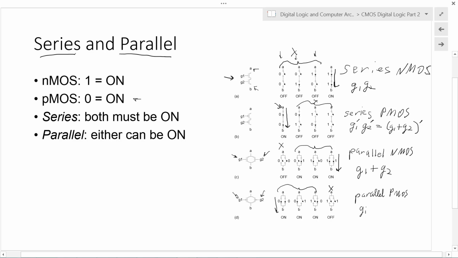So we have G1 prime or G2 prime, and by De Morgan's law, we have G1 ANDed with G2, quantity primed. So there is a disconnection if G1 and G2 are equal to 1. And by using this set of connection networks, we can implement AND gates and OR gates in digital logic.